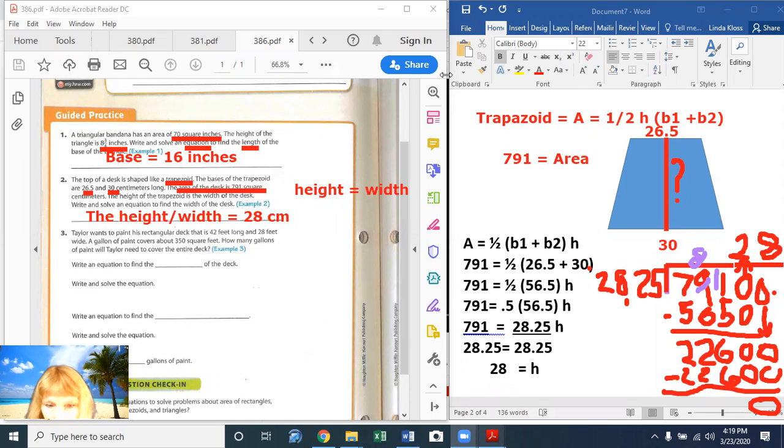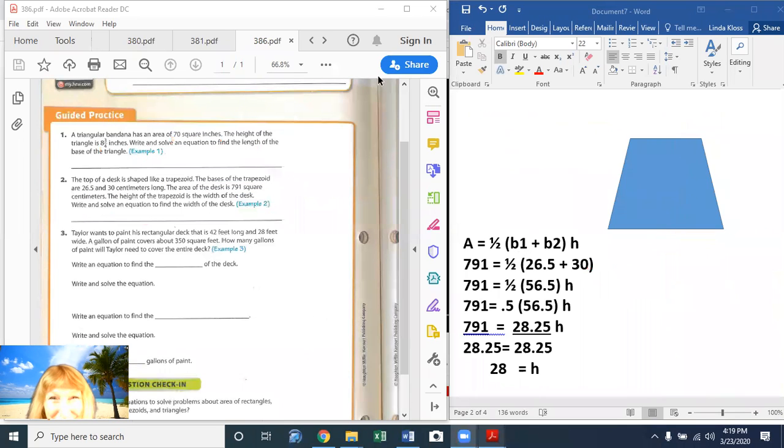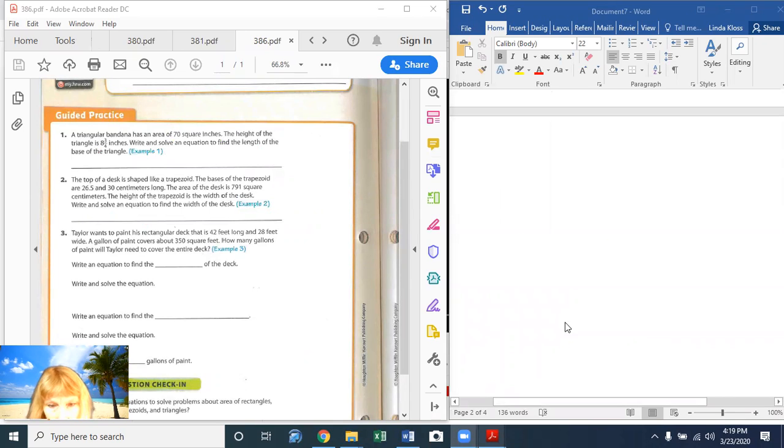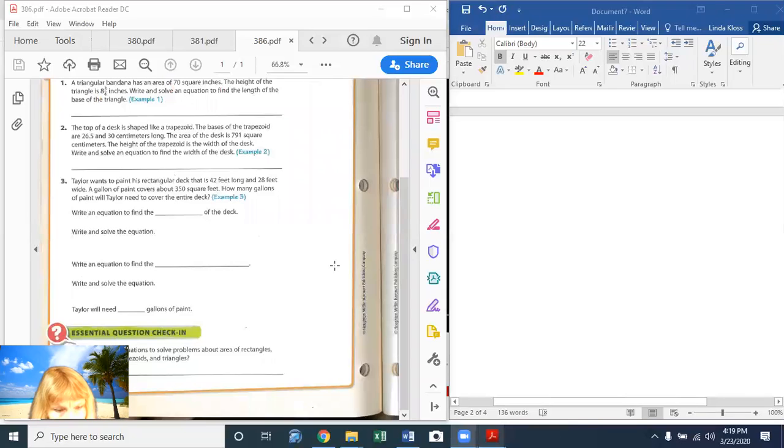Okay, now we're almost done. I'm going to clear away some of this. If you need to pause for a moment and get this written down, go right ahead. I'm going to clear, going, gone. Okay, we're going to move on from there. Fresh page here. And let's look at number 3.